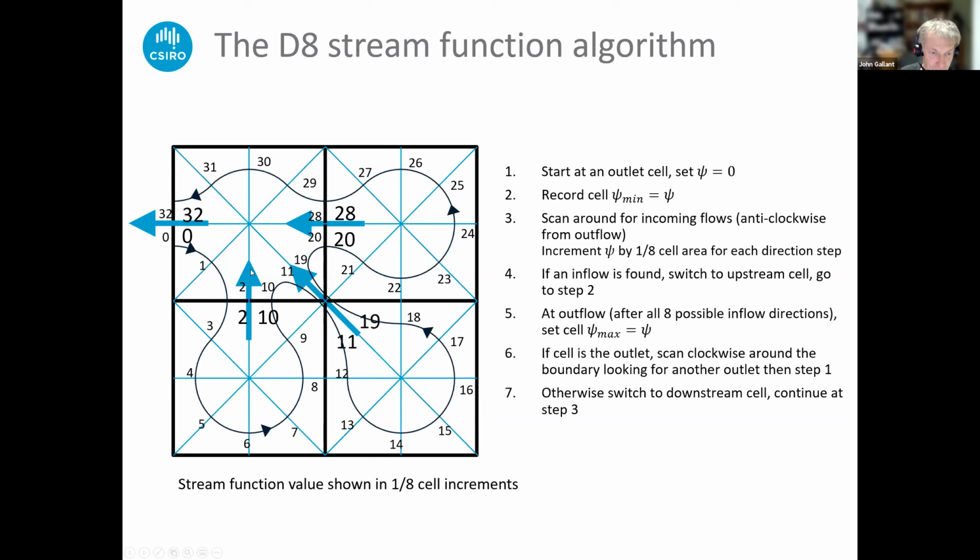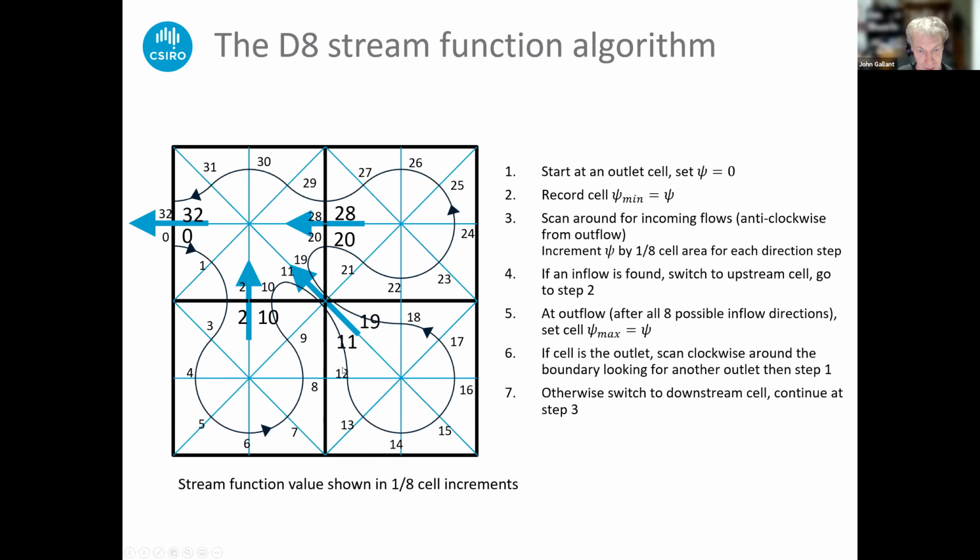In the second direction, we add 1 again, but there is an inflow there. So then we move to the cell above, and we continue going around. Each time we get an 8th of a cell, we add that increment. In this case, we get round to the end, and there are no inflowing cells. At that point, we assign the stream function value we've got as the maximum value. When we came in, we assigned the minimum value. So this cell has stream function values of 2 to 10.